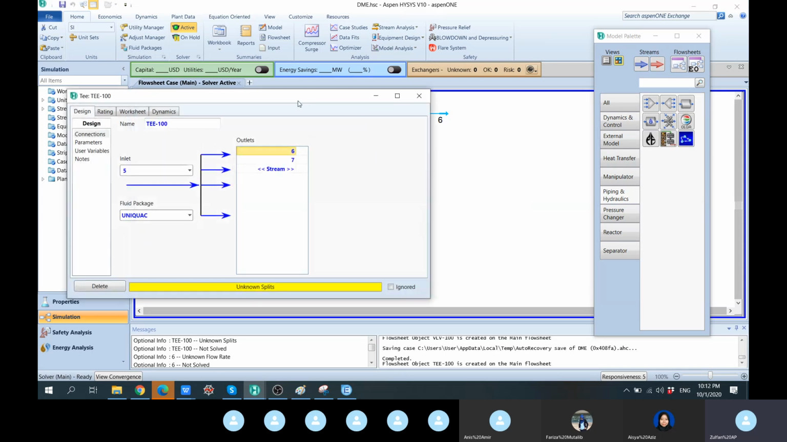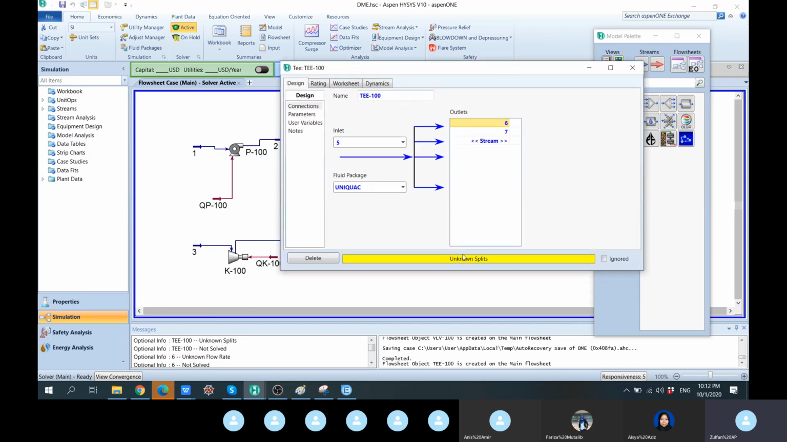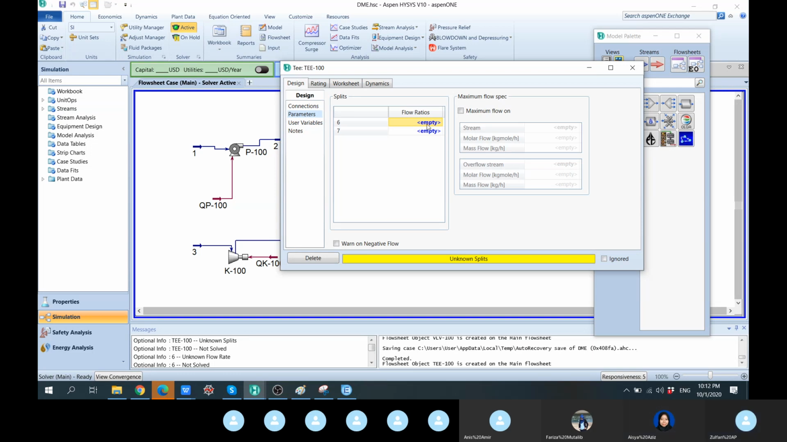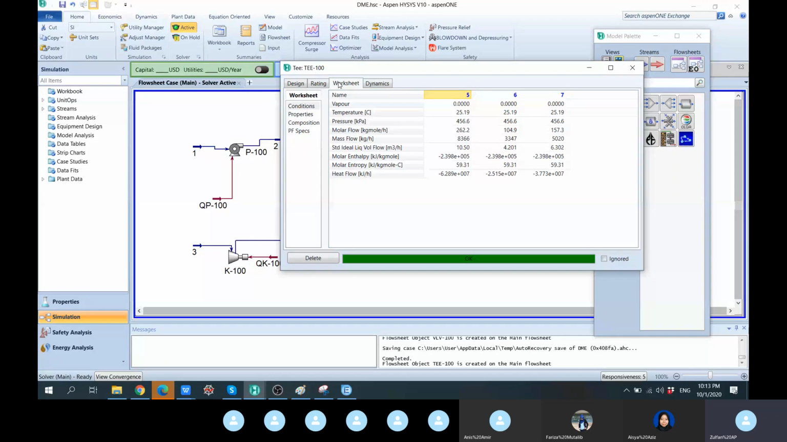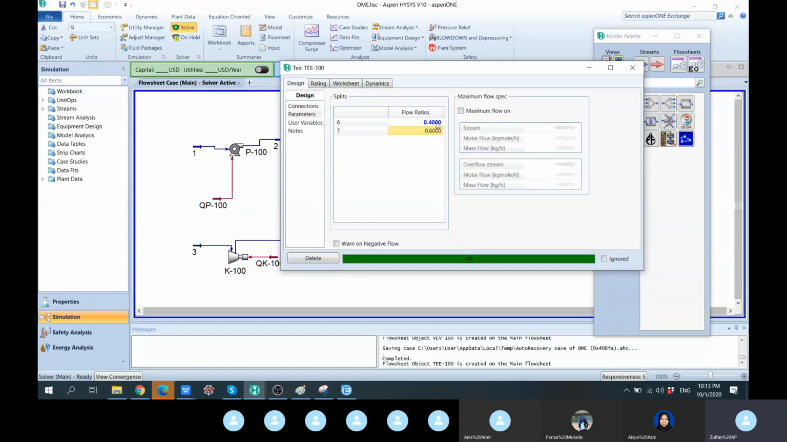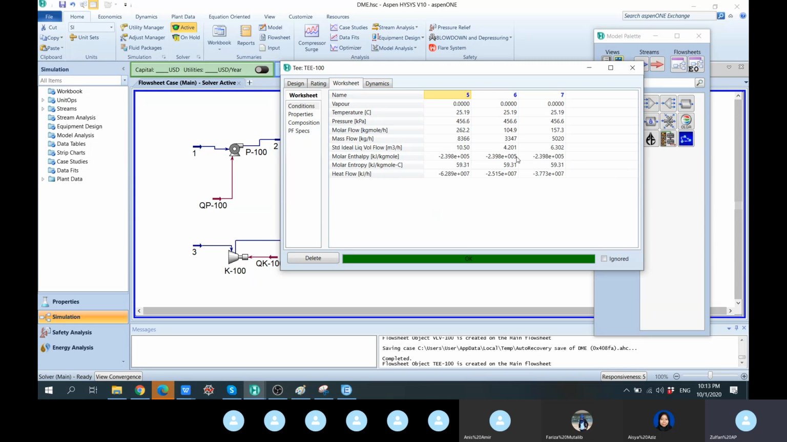So how we do that is just double click, and then it gives us this unknown splits, which is the answer that Shafiq gave just now. Go to parameters in the design tab. You go to parameters, and then decide which flow ratio you want to have more. For example, 0.4, and then obviously the other is 0.6. So if stream 6 is 0.4, stream 7 is 0.6. That means 40% will go to stream 6, and 60% will go to stream 7.